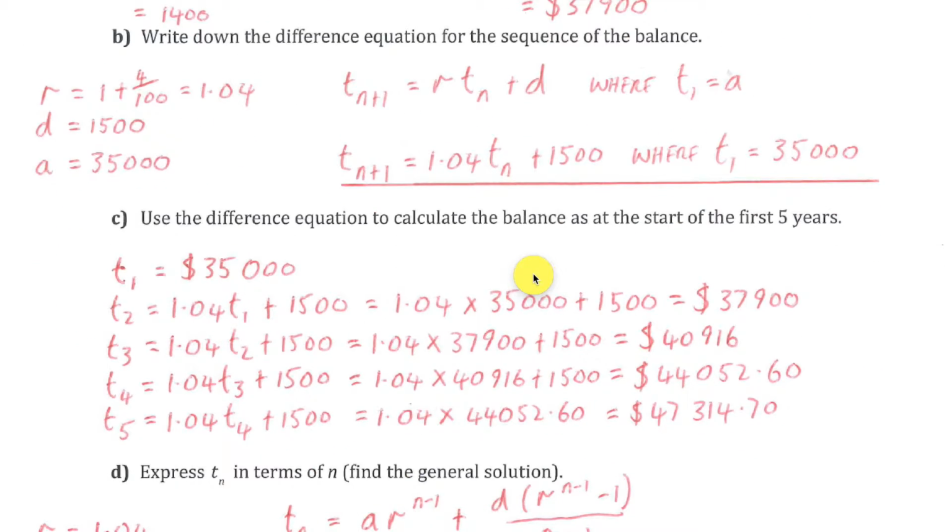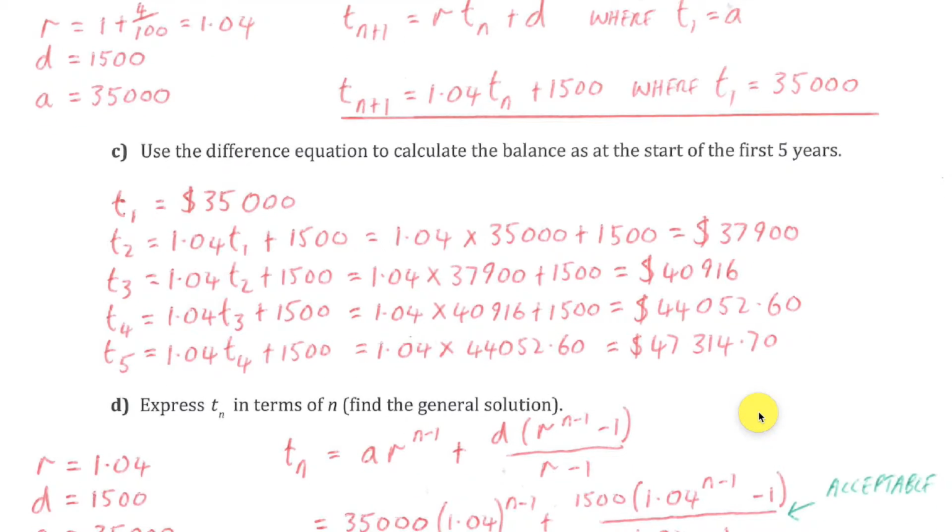Okay, use the difference equation to calculate the balance as at the start for the first 5 years. So to begin with, we started with 35,000. So T1 equals 35,000. T2 is going to be equal to 1.04 times the term before, so T1 plus 1,500, and of course I've just written it again here, except I've subbed in 35,000, and ended up with 37,900. And I repeat that process all the way through, so you can see T3 is there, T4 and T5, and that calculation is straight and easy to do.